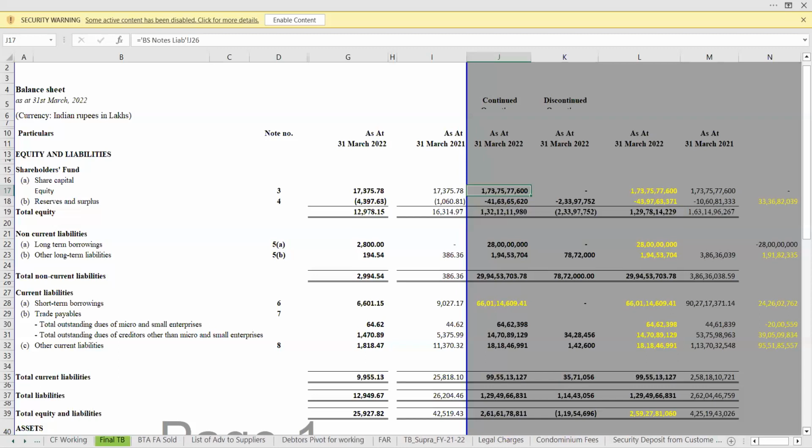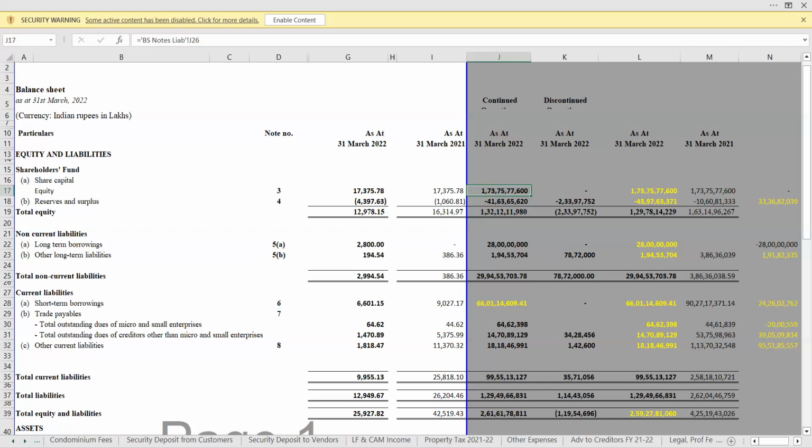See, breakup of expenses also, legal charges. The auditor will ask, give me breakup of professional fees. Give me breakup of legal expenses. Security deposits received from customers, security deposits to vendors, other expenses breakup, advance to creditors. What are all the advances? Why do you require this?